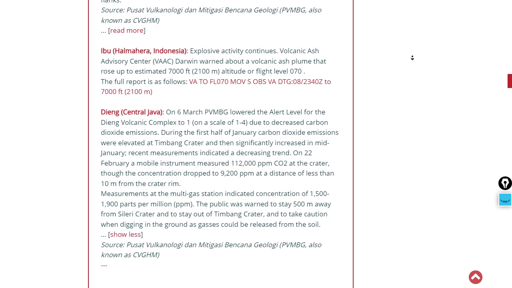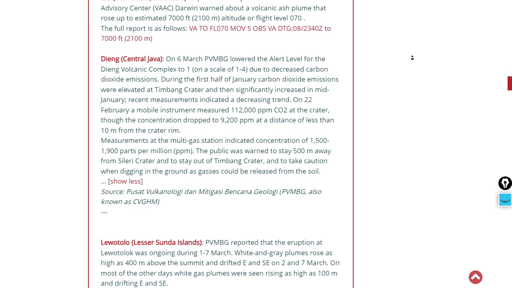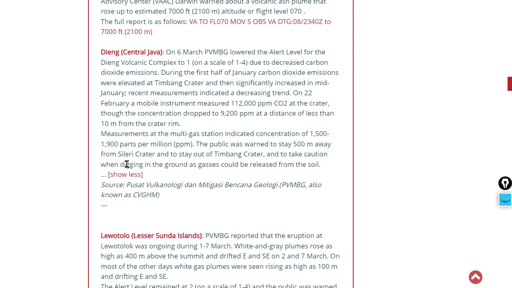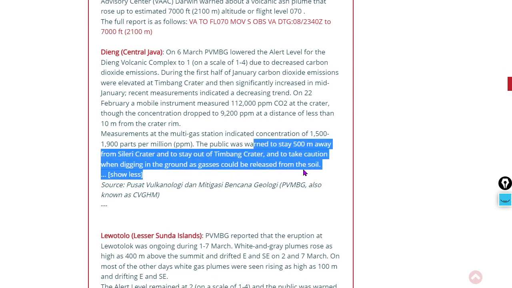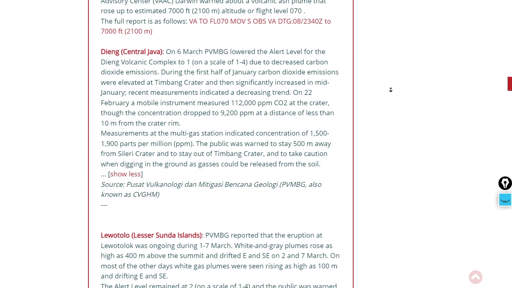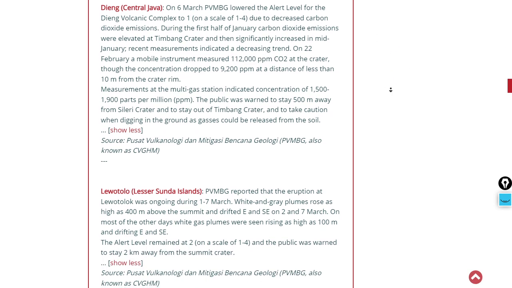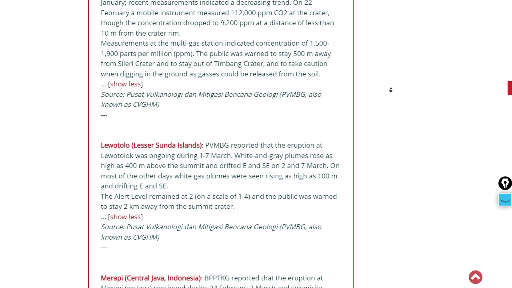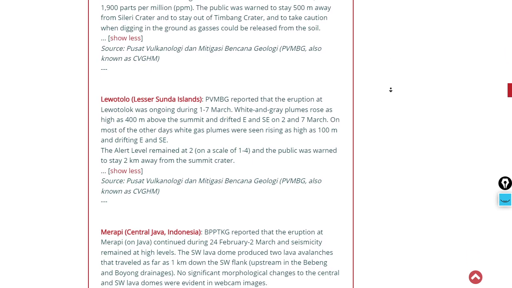Dieng, warned to take caution when digging as gases could be released from the soil. And check this out, carbon dioxide levels reached 112,000 parts per million at the crater. That's a little bit too much to breathe. Hopefully you weren't standing around there, or if you were, maybe you had respiration equipment.